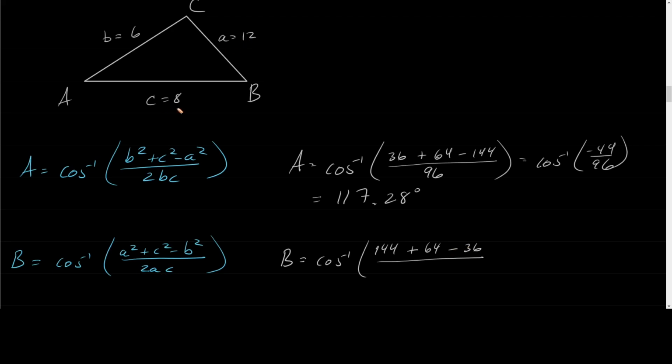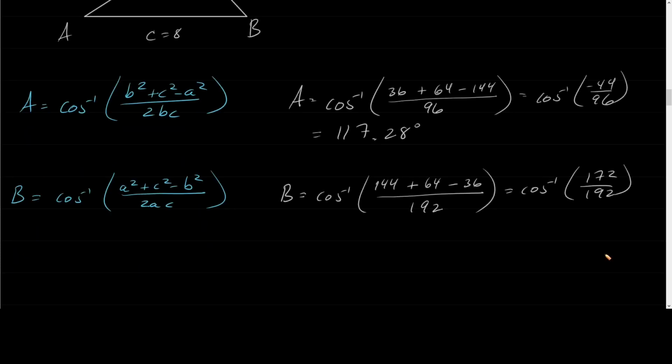So 2 times a times c. So 2 times 12 is 24, and then that times c, which is 8, ends up being 192. And now 144 plus 64 minus 36 gives us 172. So in here we have cosine inverse of 172 over 192. All right, and if we plug that into the calculator, cosine inverse of 172 divided by 192, that gives us 26.38 degrees.